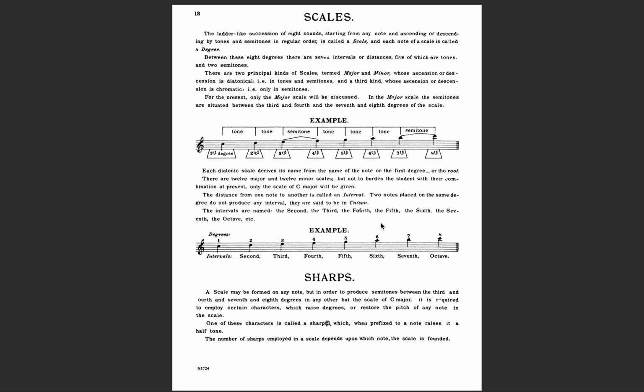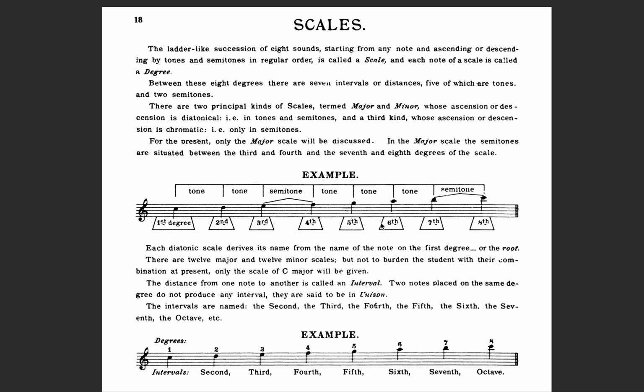Slightly longer. This is about scales. And so again, this is from the Carl Berman method book. So scales are basically a succession of 8 sounds starting from any note, ascending or descending by tones or semitones. And here is a quick example here.